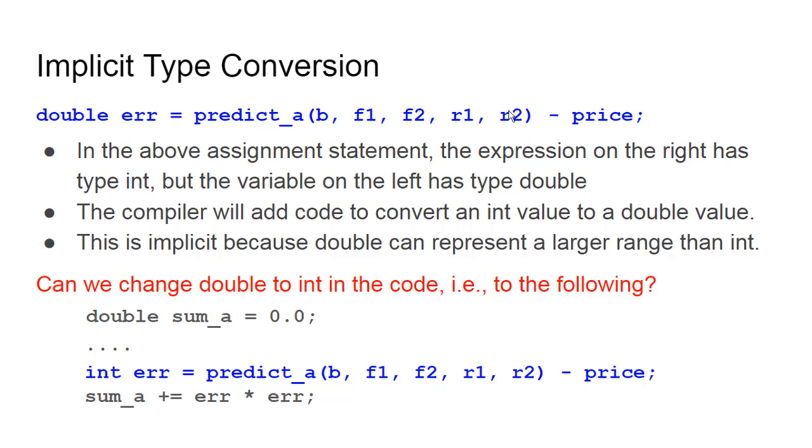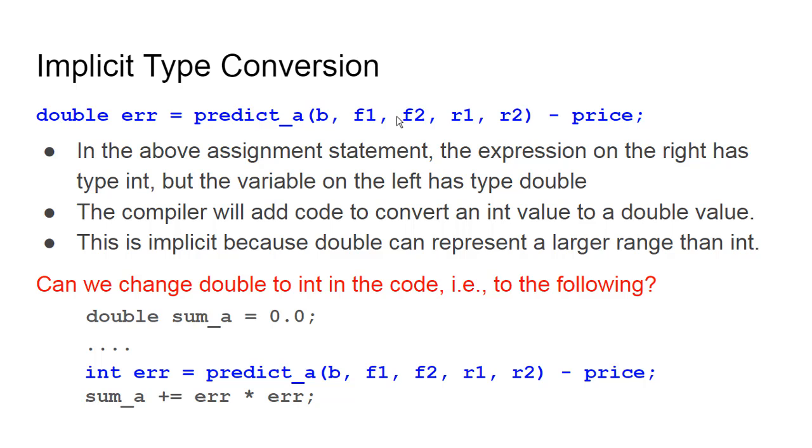Price is an int, and the predict function returns an integer. So the expression on the right hand side of this assignment statement will give an integer value. It's an integer minus integer. But the variable error has a double type. So what happens is the compiler will add code to automatically convert an int value to a double value. And this happens automatically because a double can represent a bigger range than an int.